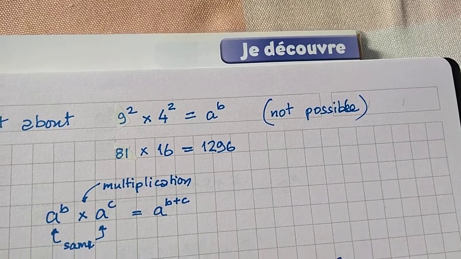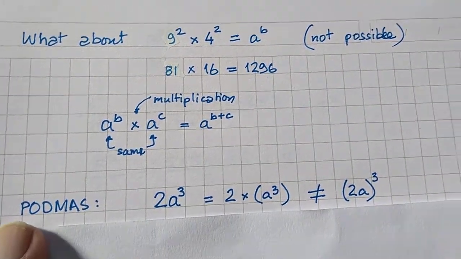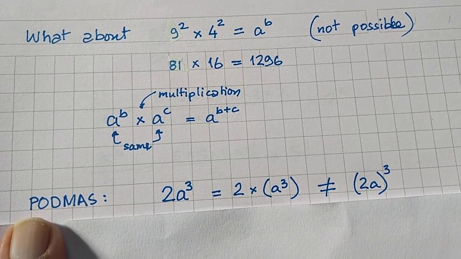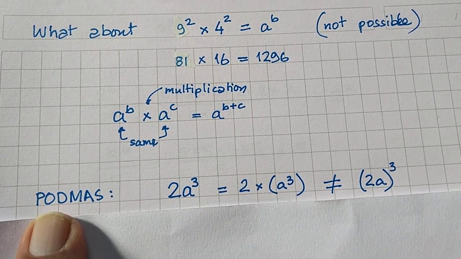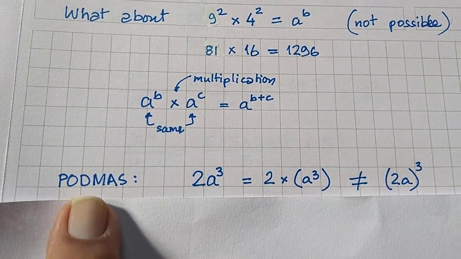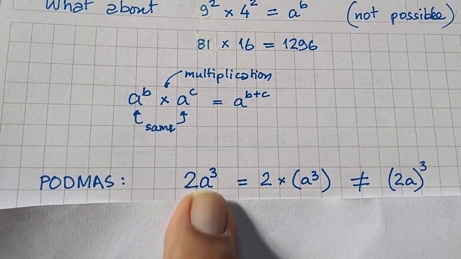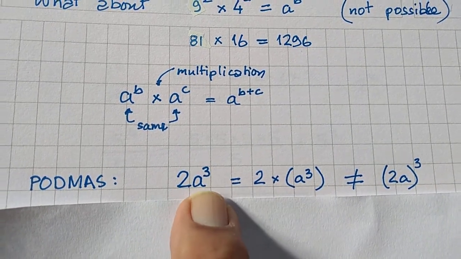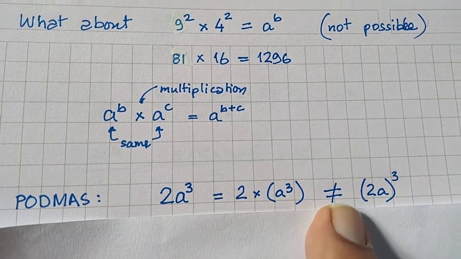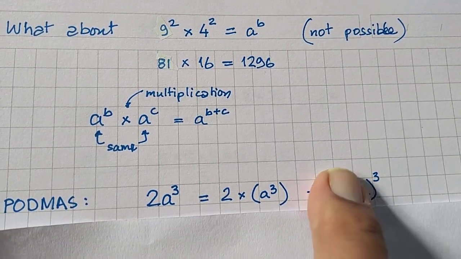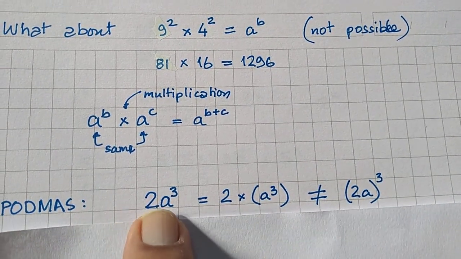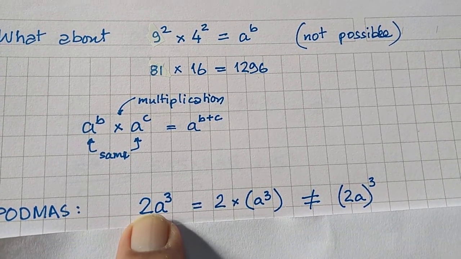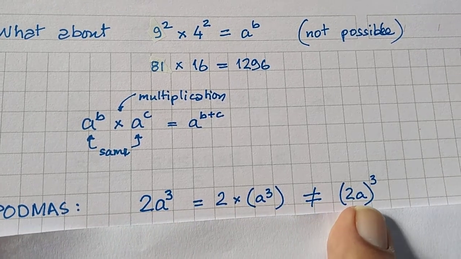Now remember, we come back to PEMDAS. P stands for parenthesis, O stands for order. Order is what we call power here. So if you have 2a cubed like this, it means 2 into a cubed. That means you take the a cubed first and then multiply by 2. This is not equal to 2a, the whole thing cubed. Whenever you see this term, first you have to do the power, then you do the multiplication by 2.